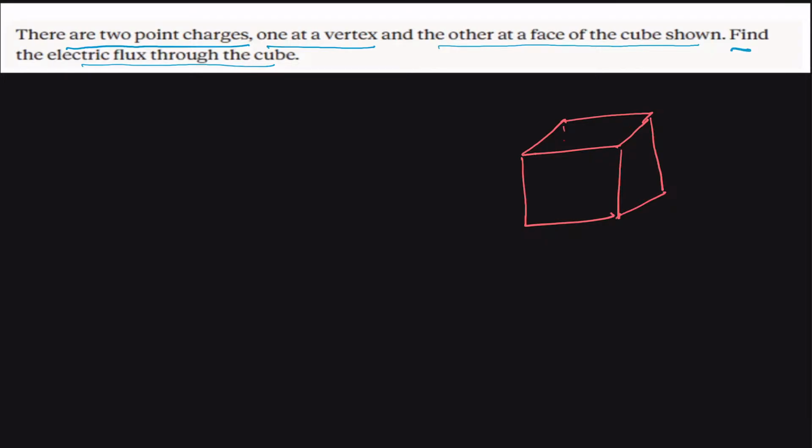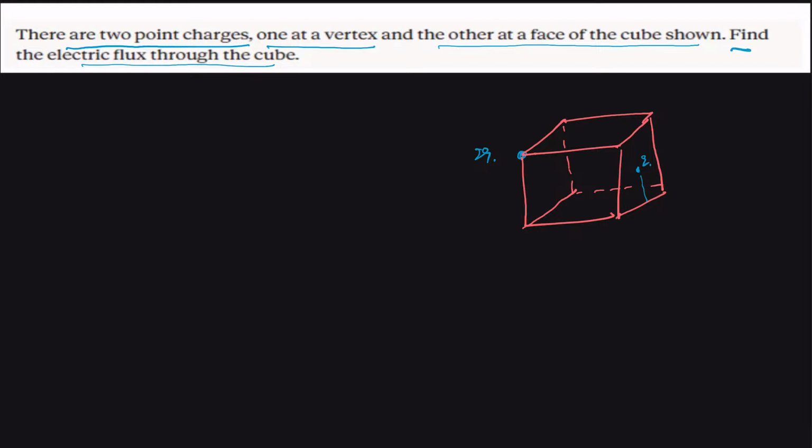Now it's a cube. So we are given 2 charges. One charge is here, this is our 2q, and the other charge is at the face of this cube, and this charge is given as q. And we are supposed to find out the flux through this cube.